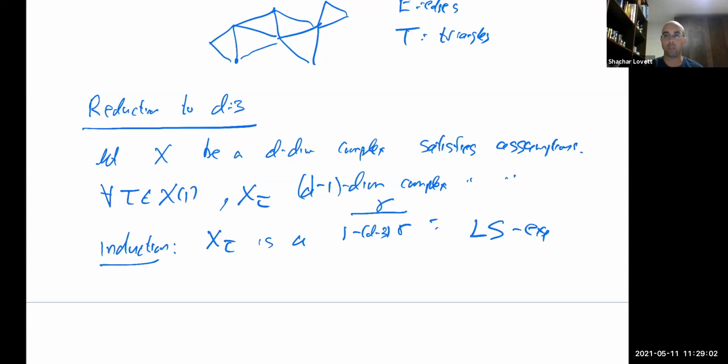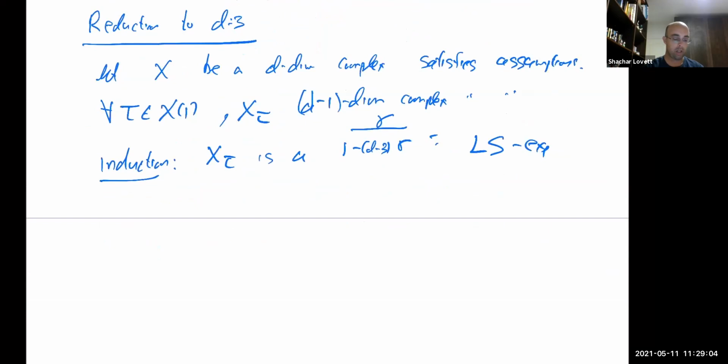Right? So now what do we know? What is the one thing that we don't know? So we know something about all of the links. So we know something about the graphs of all the links. So there's just one graph that we don't know is an expander. Which graph is it?